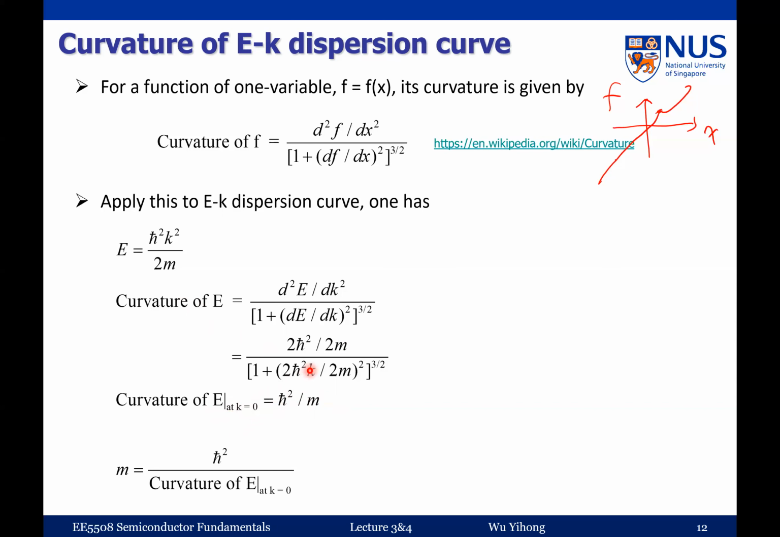So just substitute k equals 0, and then you just get this. And then you find that actually the curvature is related to the mass of the particle. So the mass of the particle is given by h bar squared divided by the curvature. Now you may ask the question, since we are talking about free electrons, right, electrons in free space, the mass should be the rest electron mass, right? It's a constant. So why do we need to put it in such a way?